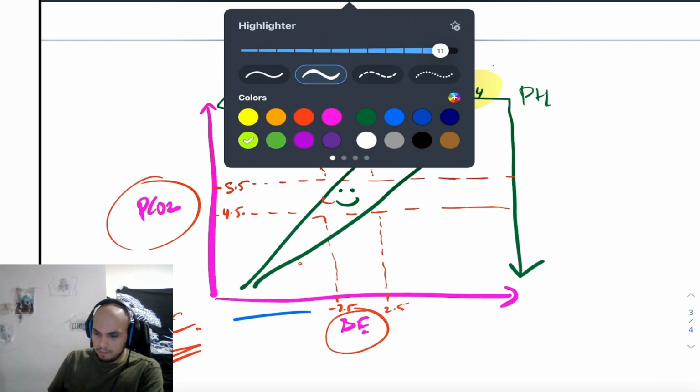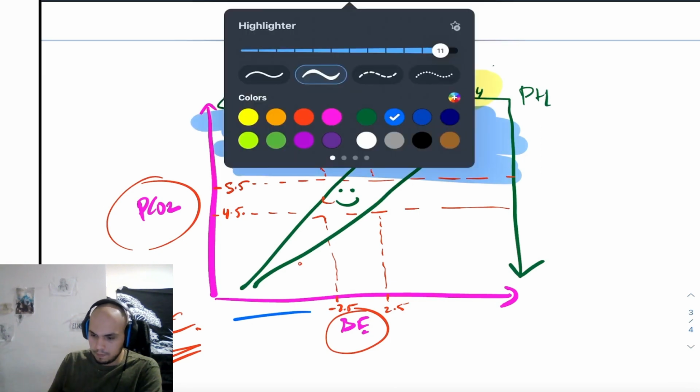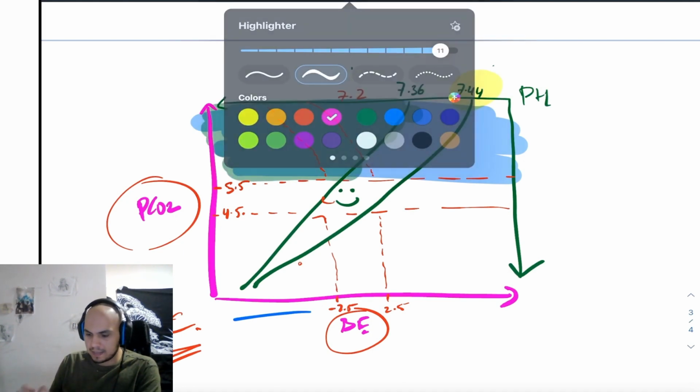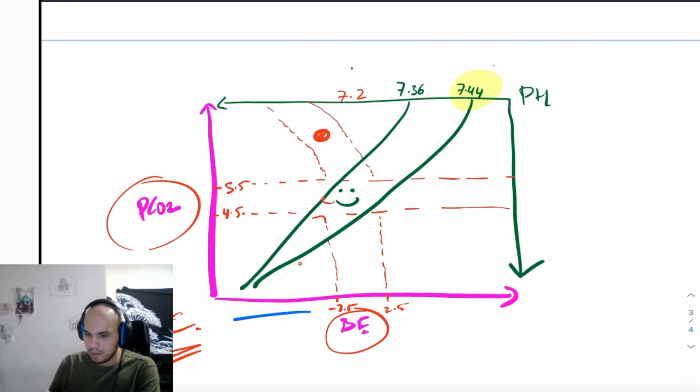So CO2 is high. The pH is acidosis, so it's decreased. And the basic cess is normal. So where does it overlap? Exactly, in here, or somewhere in this region, basically. So let's say this is the starting point, meaning that the pH is around, let's say, 7.25-ish.